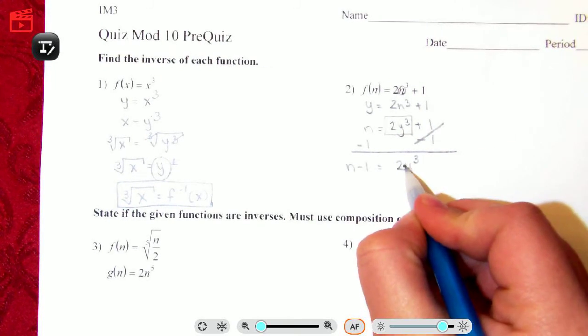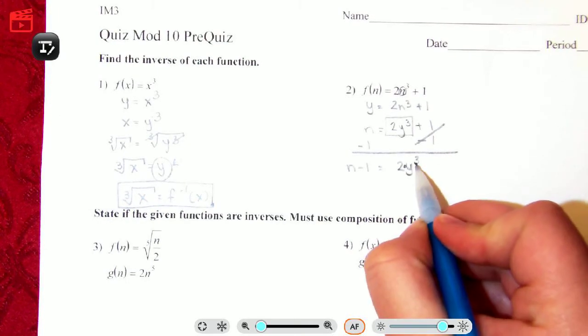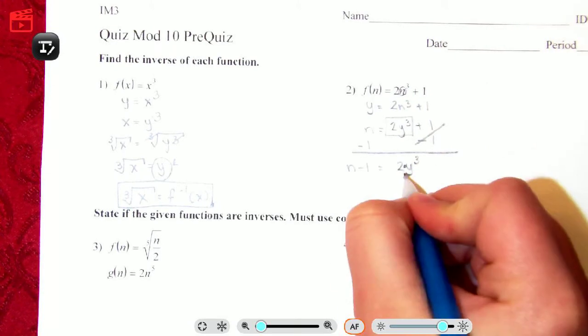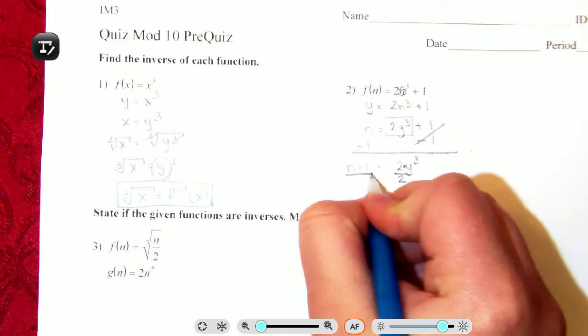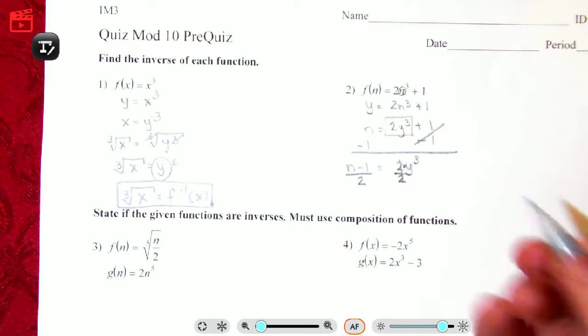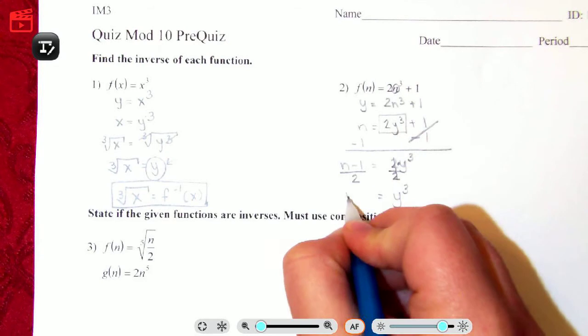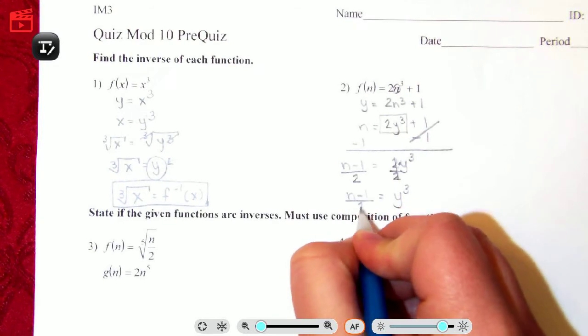These two are grouped together by multiplication. You must undo the multiplication before you cube root anything. So here we need to divide by 2 on both sides. 2 divided by 2 is just 1. So we are left with y cubed is equal to n minus 1 divided by 2.